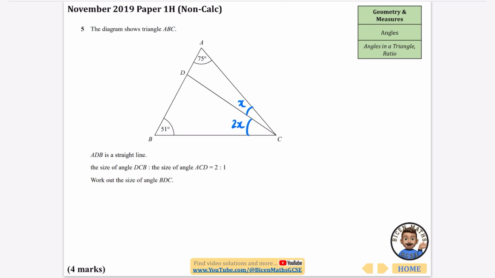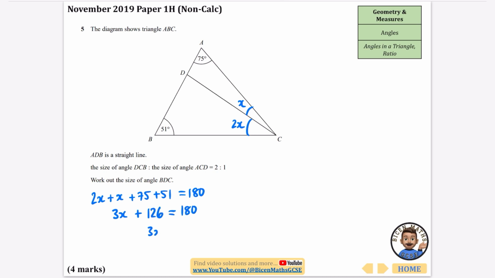So I know that all the angles in a triangle are going to add to 180, so I'm going to add them all up, which is 2x plus x plus 75 plus 51. That has to be equal to 180. So the 2x plus x is 3x, and then the 75 plus 51, add them together with whatever method you like, and you get 126.